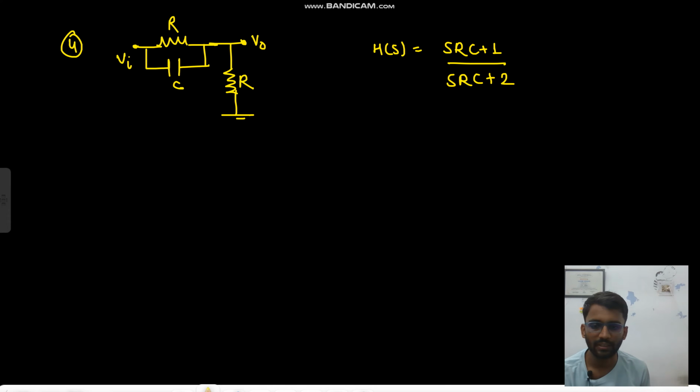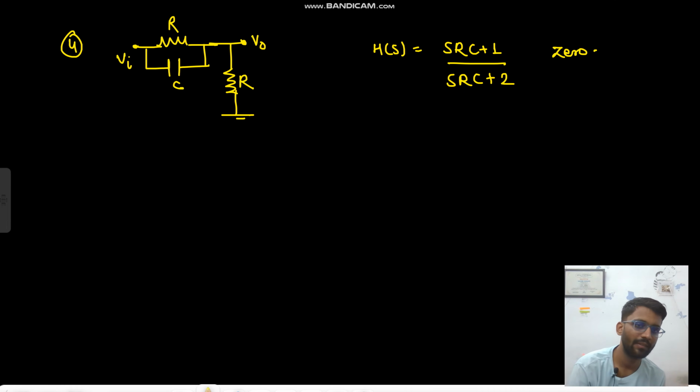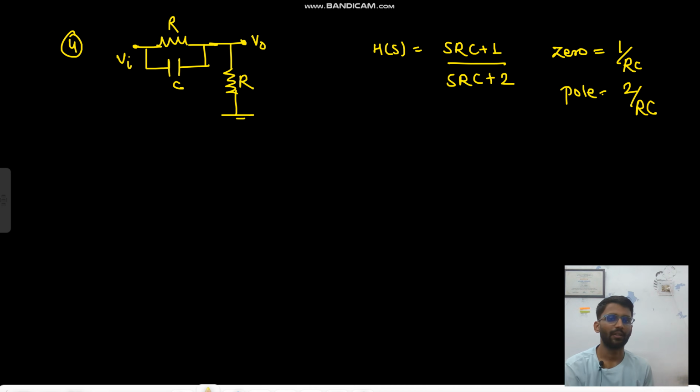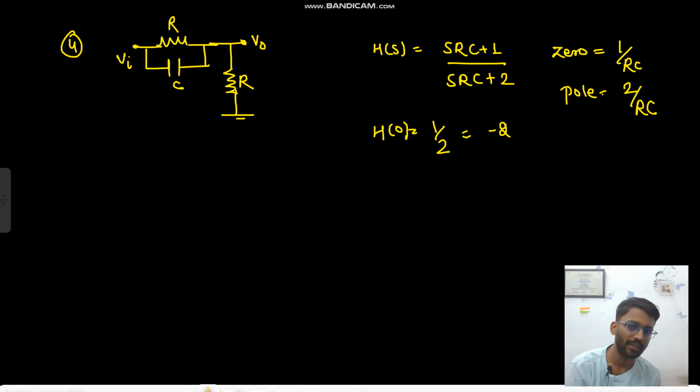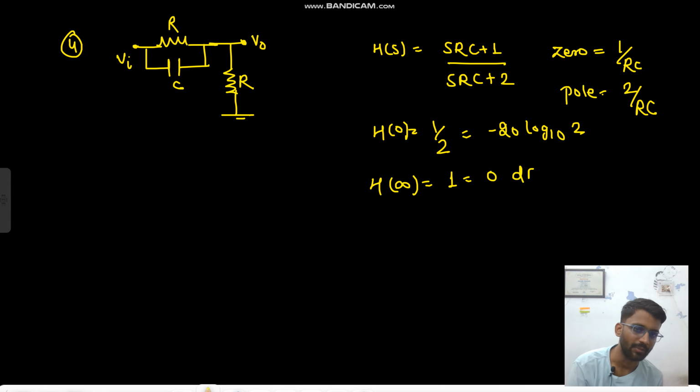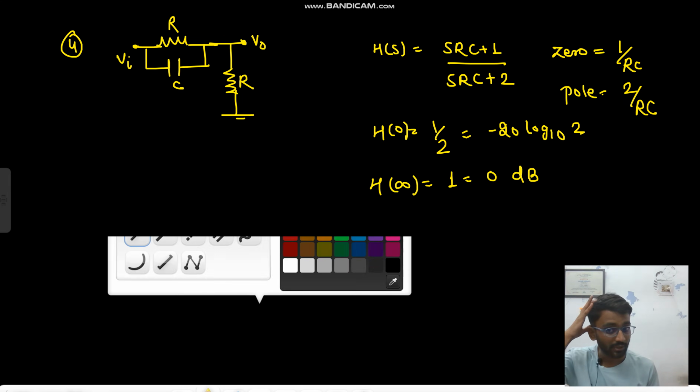Now in this circuit, 0 at 1 by RC and pole at 2 by RC. Okay, so what will occur first? First we will have 0. So h of 0 is 1 by 2. It is some negative value, minus 20 log 2. Okay, and h of infinity is 1, which means 0 dB. You need to come to 0 dB.